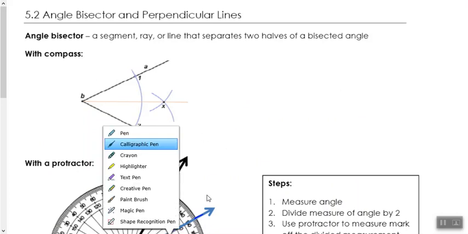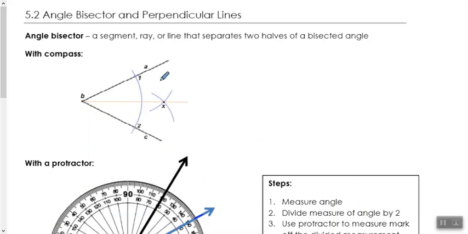So we've already talked about angle bisector. If you didn't get that written on your vocabulary sheet, make sure you get it now. It's a segment, ray, or line that separates two halves of a bisected angle. So you're basically cutting an angle in half. We have already done this using our compass.